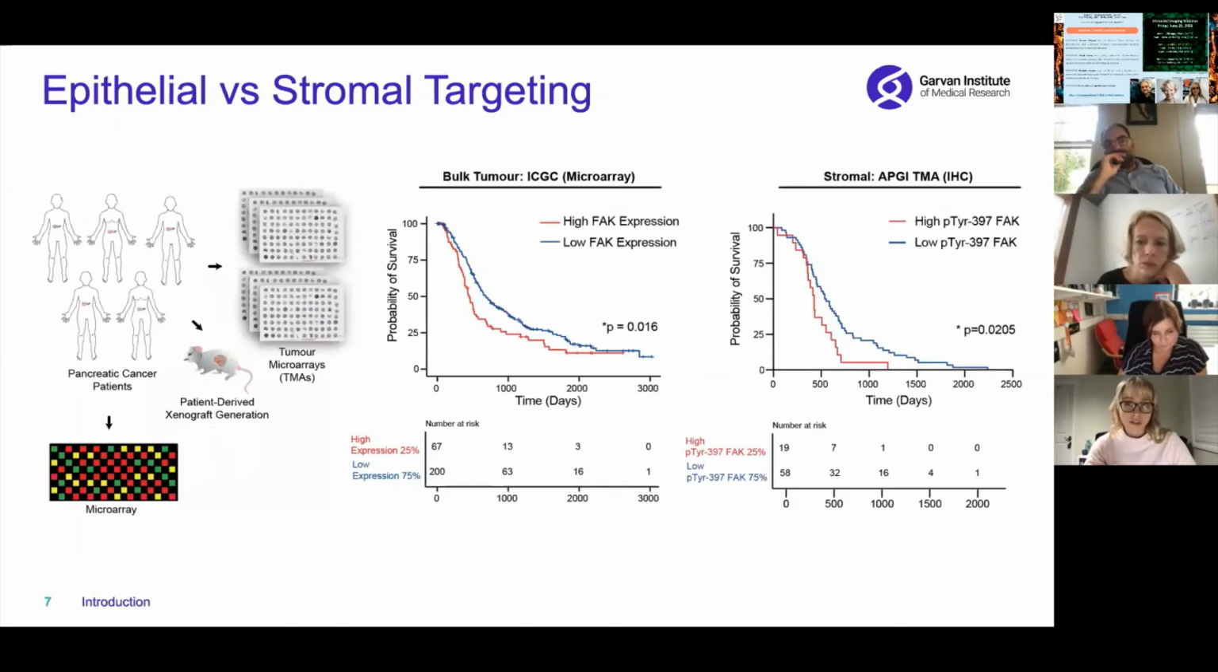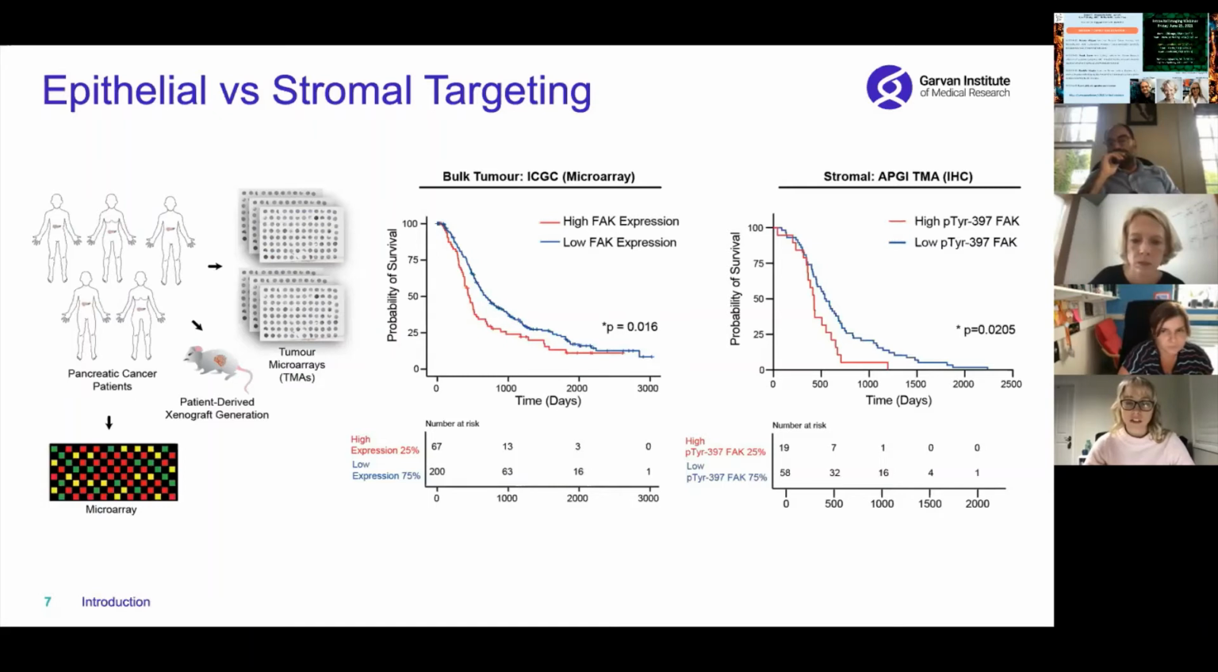Now, what we've really focused on throughout my PhD is trying to uncouple the difference between epithelial and also stromal targeting. So when we take patient samples from the APGI cohort, look at microarray expression or patient-derived xenografts or even TMAs, we can really see if there's a difference in the survival in these patients. For example, if we took bulk tumor sequencing from the microarrays of the whole tumor, as you can see here in red, in patients that have high FAK levels, they have a poorer survival.